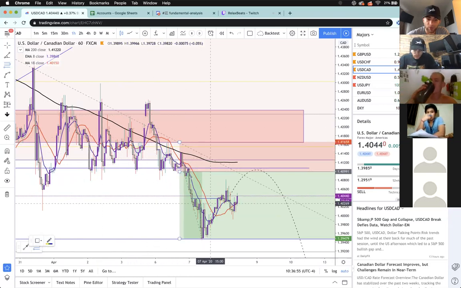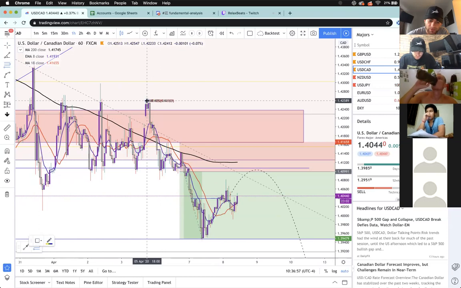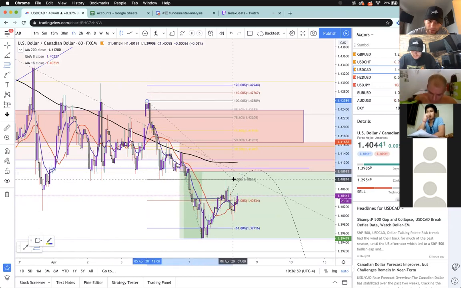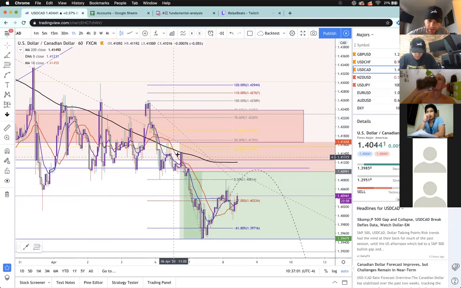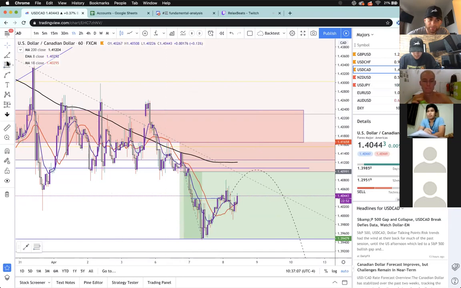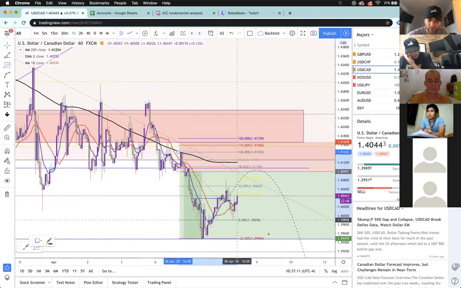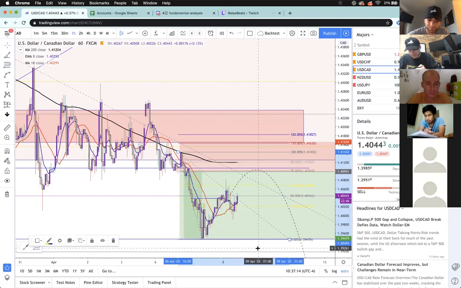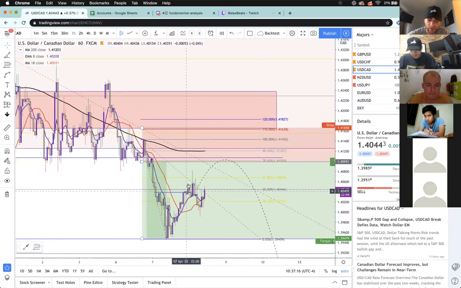Then we broke below this level. I would fib from here to here. We had these retests of 38.2, retest again. I would ultimately fib on 1 hour time frame from this bearish candle to our new low right now. We tested the 618. I'm going to take this off. Tested the 618, found some resistance.